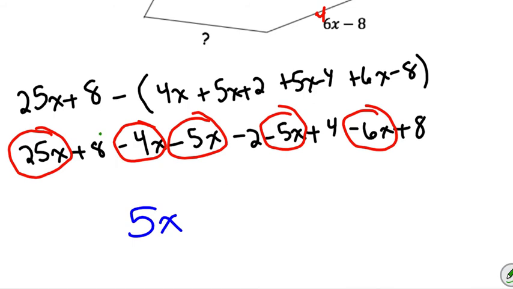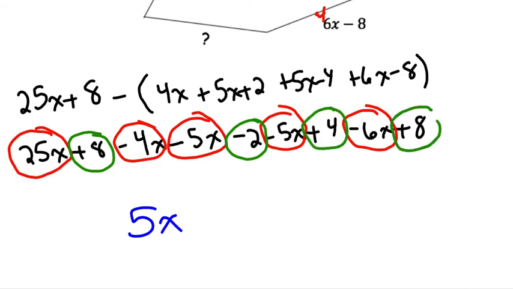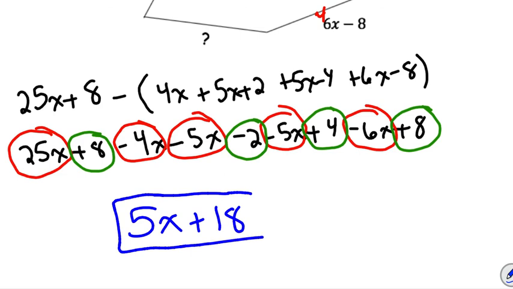And then we're going to take our other numbers. We have 8 minus 2 plus 4 plus 8. Okay, so what do we get there? Well, 8 minus 2 would be 6, plus 4 would be 10, plus 8 would be 18, so plus 18. So that would be the length of that question mark side right here. That would be the length of that side.